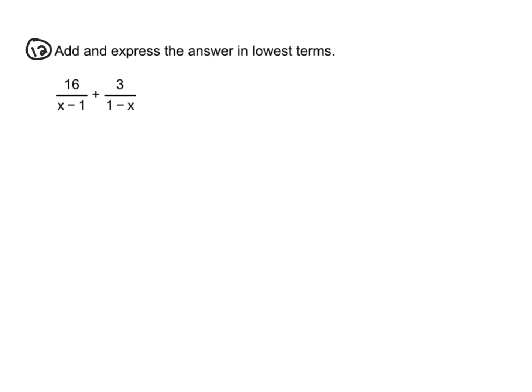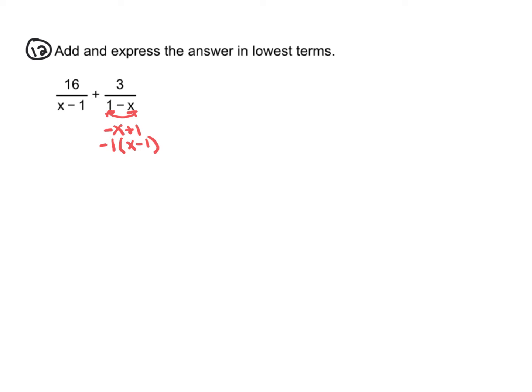Number 12 is a fun little trick. When these are in the wrong order, this is really like a negative x and a positive 1. But I want a positive x and a negative 1. So I'm going to pull out a negative 1. And then it becomes x minus 1. So whenever you have these in this wrong order, you can divide it by negative 1.